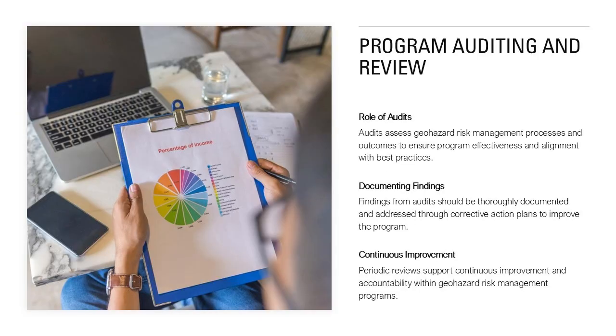Auditing and periodic review help ensure geohazard risk management programs remain effective and aligned with best practices. Audits may be internal or external and should assess both processes and outcomes. Findings should be documented and addressed through corrective actions. Reviews support continuous improvement and accountability. This slide highlights the value of auditing in maintaining program quality.